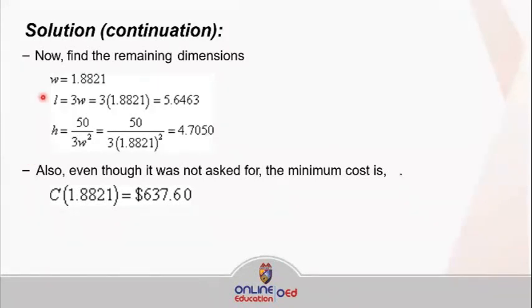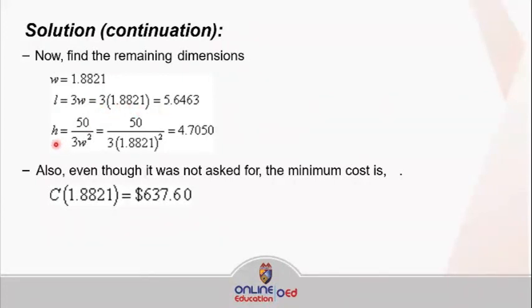And then for the remaining dimensions, since we have only computed W, we can still compute the value of L, which is the length, and also the value of H. Again, the formula for the length is 3W. So we substitute the value of W, which is 1.881, times 3. So we have the value of length as 5.6463.